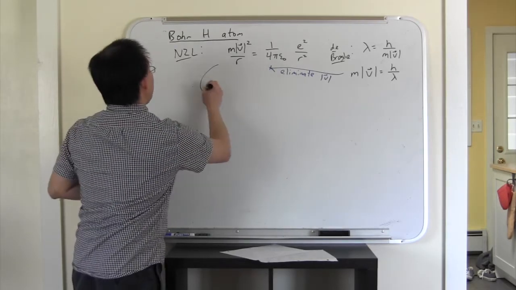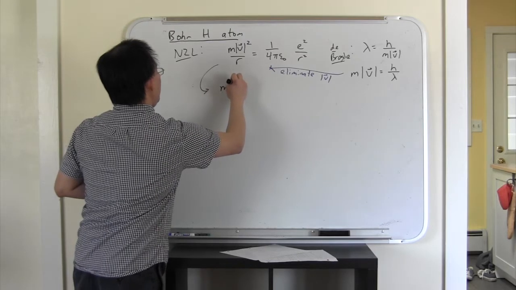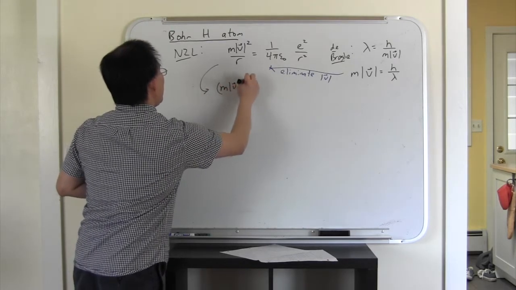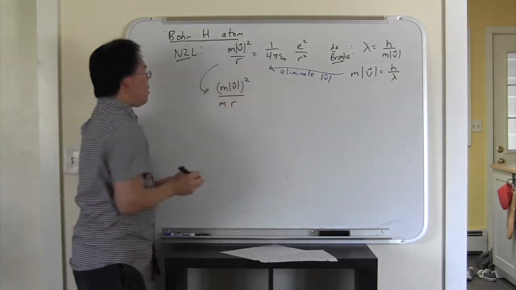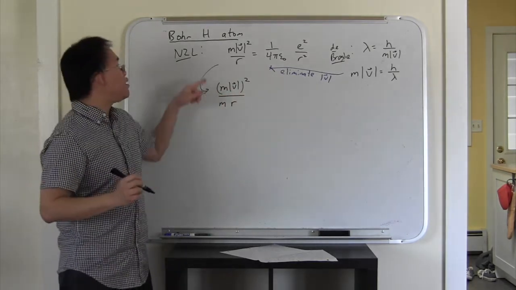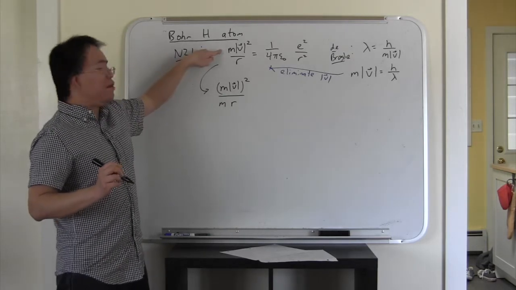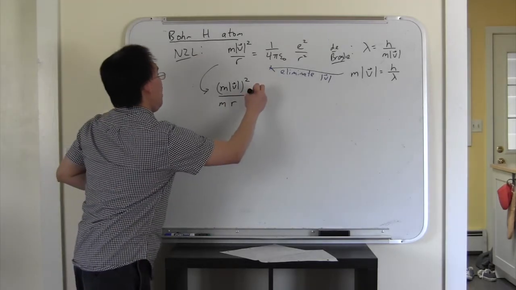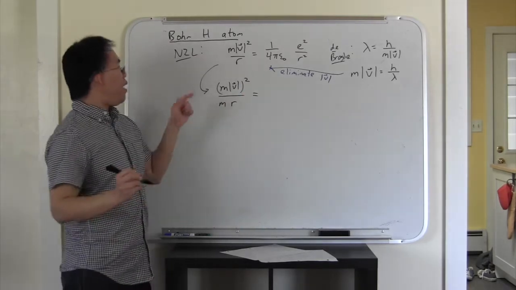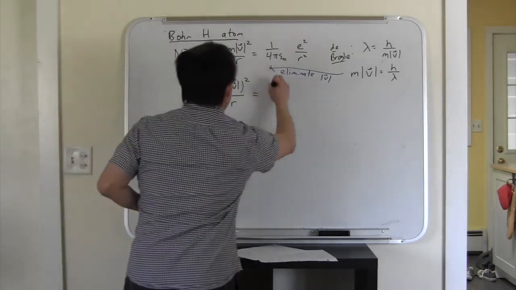So from here, we have m times the magnitude of v, the quantity squared, divided by m over r. Take a second and look at this and convince yourself that that is in fact the same as here. I've just multiplied by m over m. So I have that here, and that equals my right hand side.